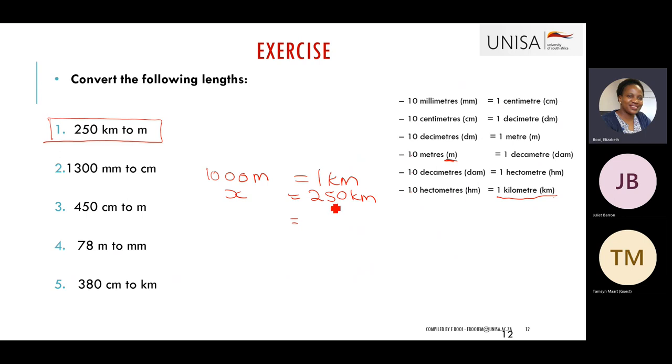Therefore, we're going to crisscross. Our X will multiply with 1 kilometer and 1,000 meters will multiply with 250 kilometers, right? And we're going to divide that by 1 kilometer. Therefore, X, 1 kilometer will cancel with the kilometers. Then we have 1,000 times 250, which will be equals to 250,000 meters.